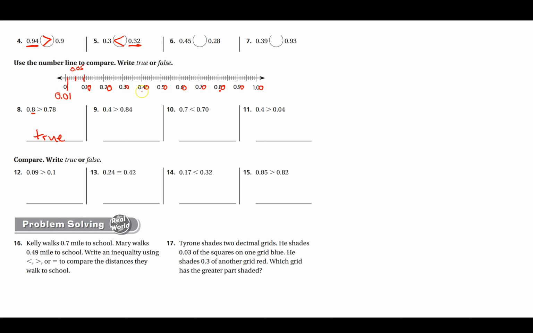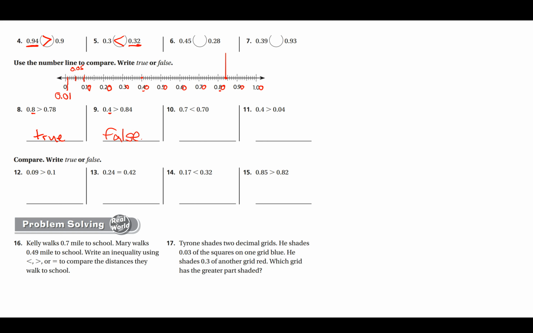Okay, 0.4, and we could add a 0 here if we wanted to. It's the same number because we have a 4 in the tenths place and nothing behind it. So that number would be right here on the number line. And 84 hundredths, well, we know it's going to be past the 80 all the way down here. So that's a big difference between these two. And obviously 0.4 is much smaller, and this is saying that it's larger, so this is false.